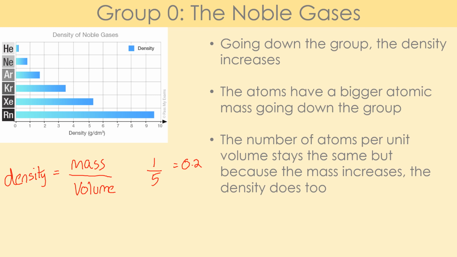If my mass was 2, so I doubled the mass, but kept the volume the same, my density would now be 2 divided by 5, and that is 0.4. If I had 10 atoms in there, and the space is still 5, I've got 10 divided by 5, and that is 2. We can see there that my density is increasing as my mass increases. So increase the mass, the density increases as well.